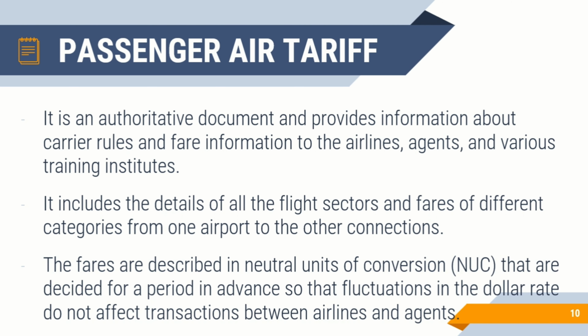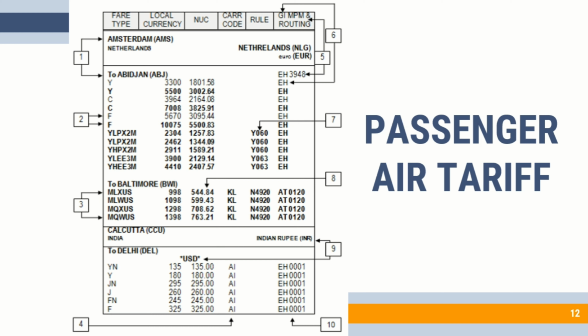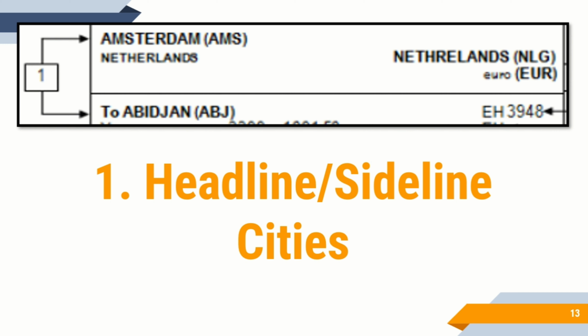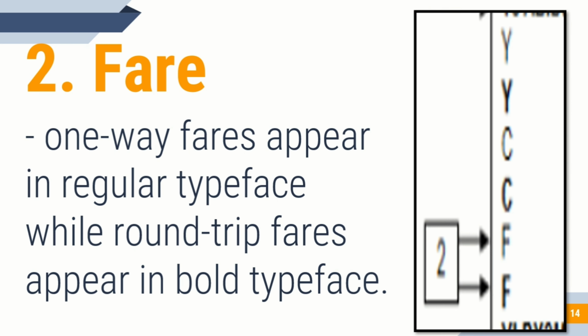How to read PAT or the passenger air tariff. This is an example of the passenger air tariff. Now, let's define the different parts of the passenger air tariff or the PAT. Number one is the headline or sideline cities. This is where we include the point of origin and the point of destination. Number two is the fare. One-way fares appear in regular typeface while round-trip fares appear in bold typeface.